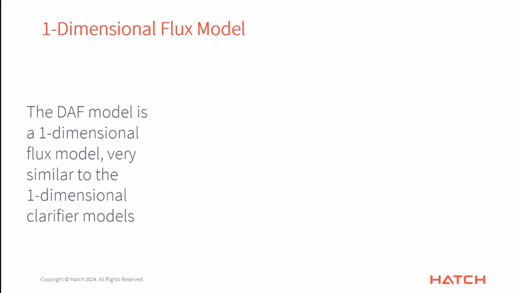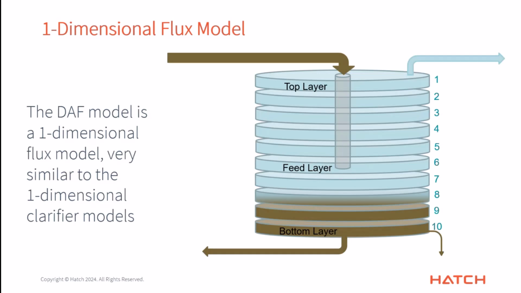Okay, so that DAF model is a one-dimensional flux model and is very similar to the one-dimensional clarifier models that we have in our primary and secondary clarifiers. Just to briefly refresh your memory about those, basically it's a 10-layer model. So we have essentially 10 reactors stacked on top of each other, pancake style. And we're doing a mass balance around each one of those layers. And so the feed layer is where the solids are being fed in.